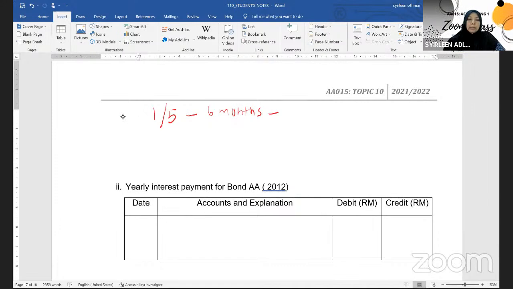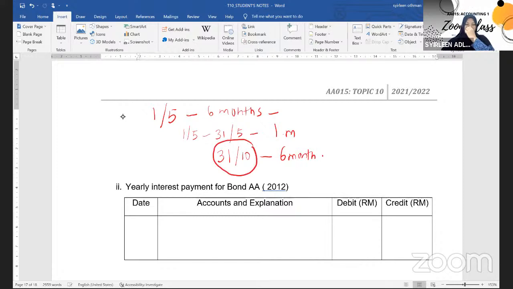So bila? Alright, so 1st of May until 31st of May is considered 1 month. So the payments of the interest will be made on 31st of October. Kenapa 31st October? Sebab Oktober ada 31 hari ya. Kalau September dia akan jadi 30 lah. Alright, so this is my 6 month period. Okay, so this will be the date for me to pay the interest expense.